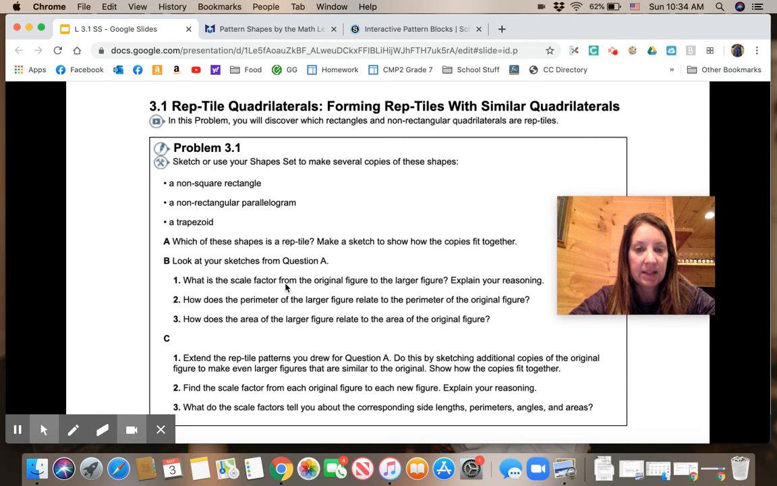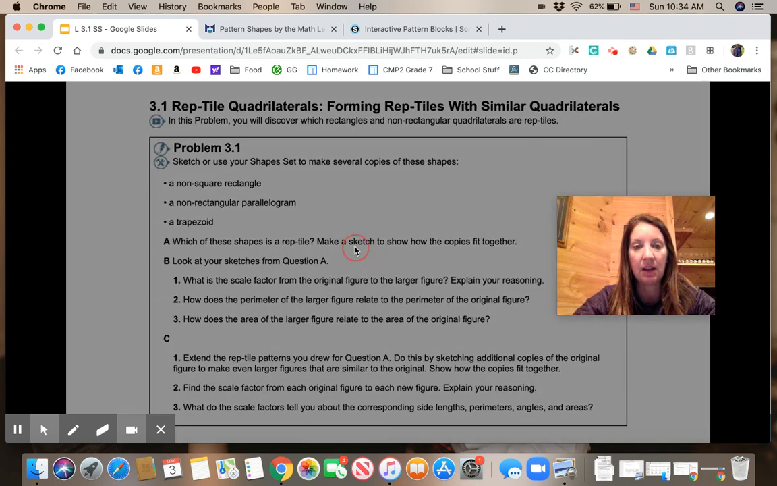C says extend the reptile pattern you drew for question A. Do this by sketching additional copies of the original figure to make an even larger figure that is similar to the original. So if you did a scale factor of 2 for the first one, now you should try a scale factor of 3 or 4. Find the scale factor from each original to each new figure. Explain. What do the scale factors tell you about the side lengths, the perimeters, the angles, and the area?